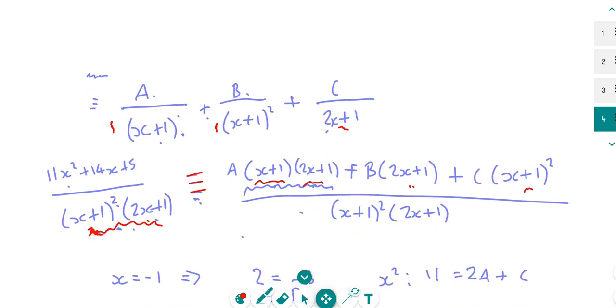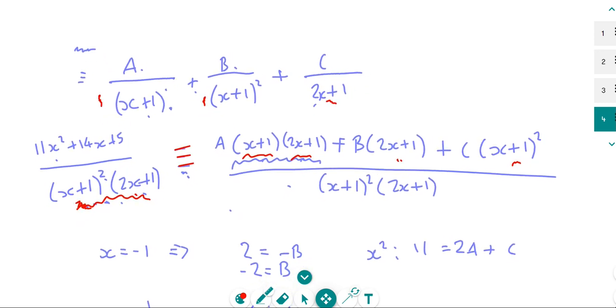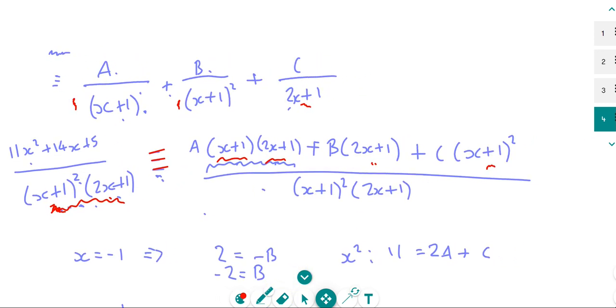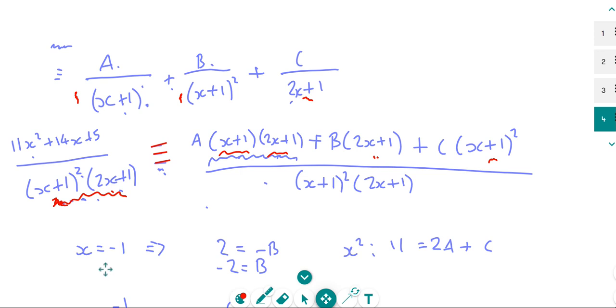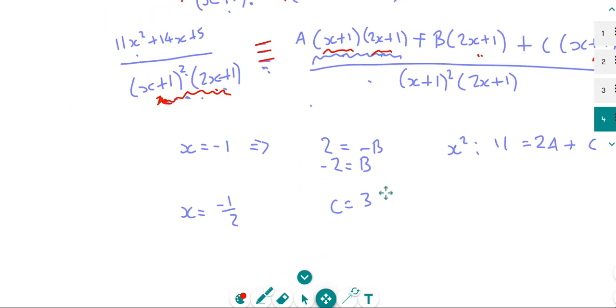From here, it's very, very similar. So you can compare coefficients if you like, or you can make simultaneous equations. Here I've picked x equals minus 1, which leads me to 2 on the left hand side. Remember, this is in the numerator only. The denominators are the same, so you can effectively ignore the denominators now. Okay. 2 is equal to minus b, so I put minus 2 is b. So I found this value here.